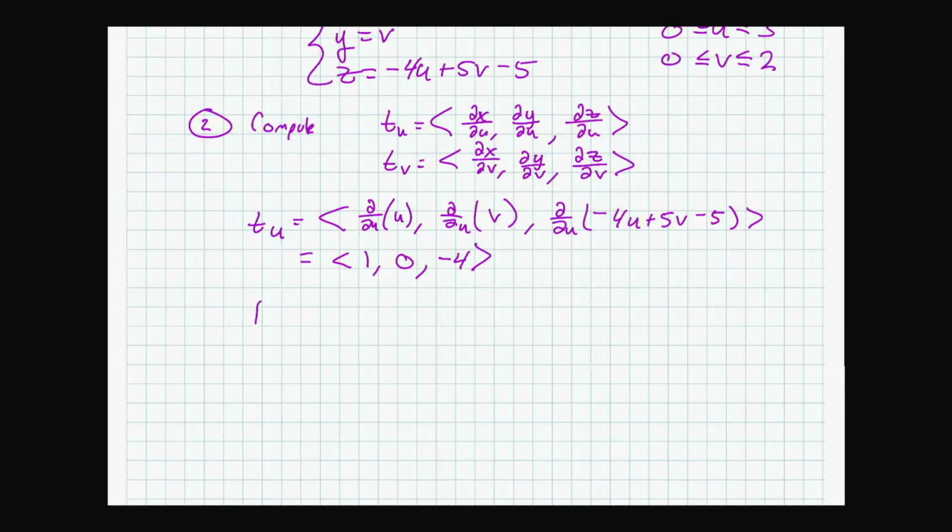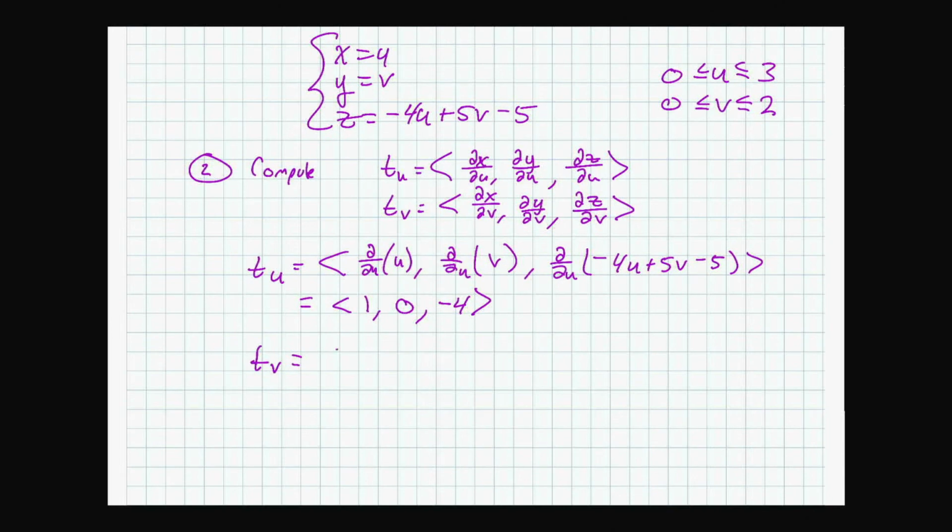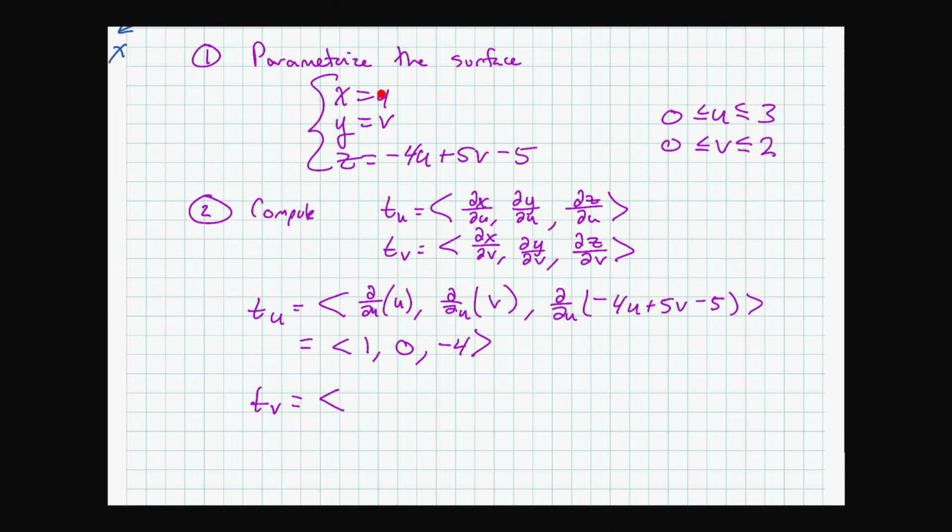Okay, similarly, we're not going to write it out in as much detail. We're taking the partials with respect to v. So partial with respect to v of x is 0, partial with respect to v of y is 1, and partial with respect to v of z is going to be 5. So we've got 0, 1, and 5. They're constants because it was a plane.